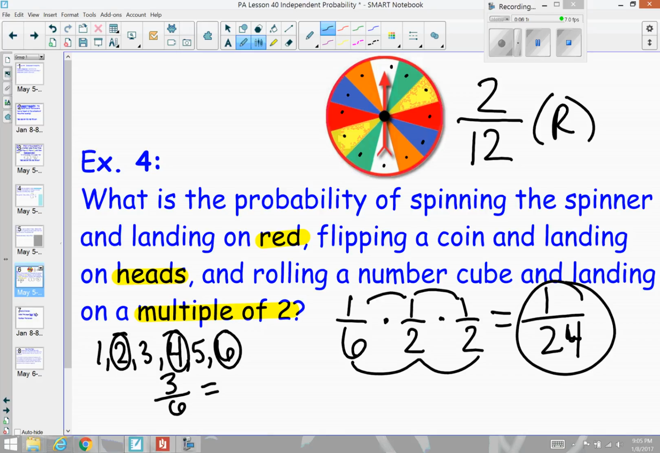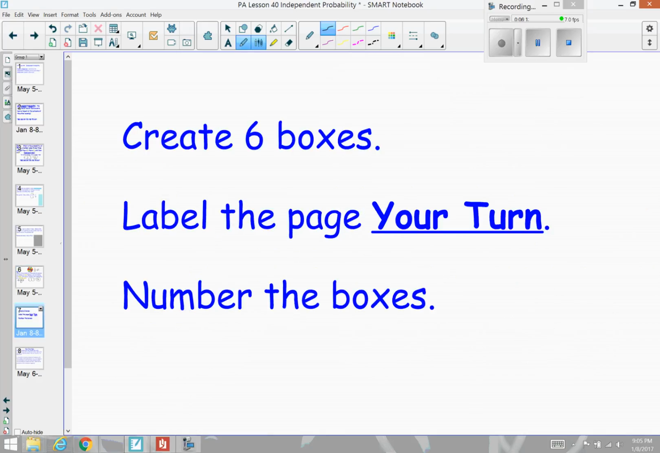All right. What I'd like for you to do is to create 6 boxes on the very next page, and I would like you to label your page Your Turn. And then finally number the boxes. Go ahead and do so now.